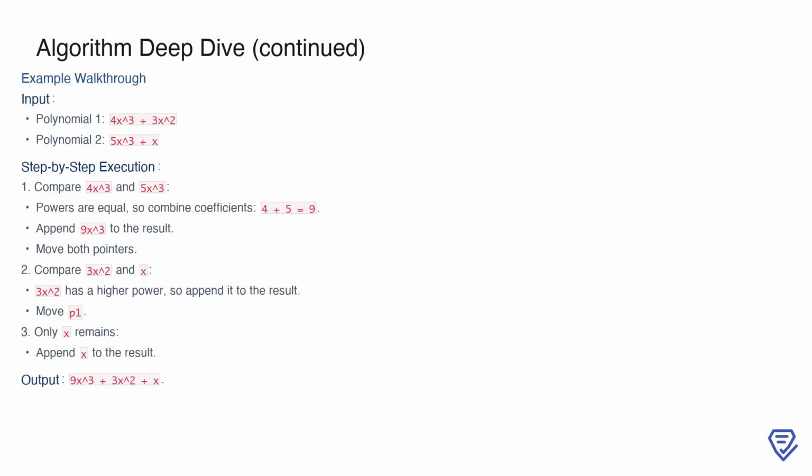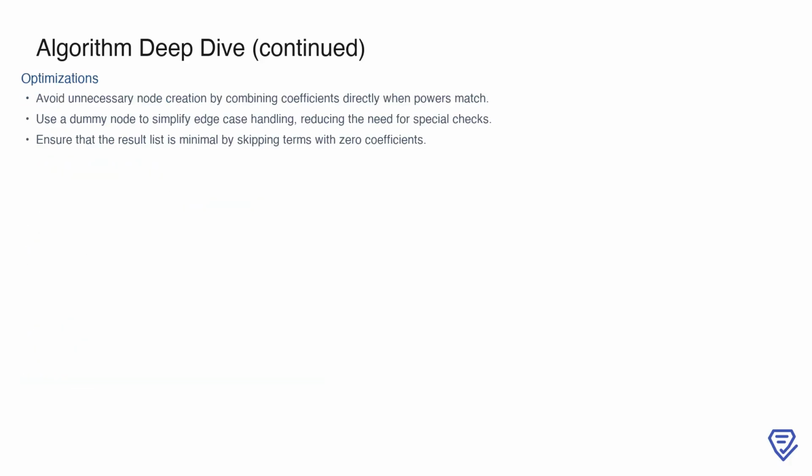Finally, let's consider some optimizations to improve both the clarity and efficiency of the algorithm. By directly combining coefficients when powers match, we avoid unnecessary node creation, making the result list cleaner and more efficient. The use of a dummy node simplifies edge case handling, reducing the need for additional checks or conditional logic.